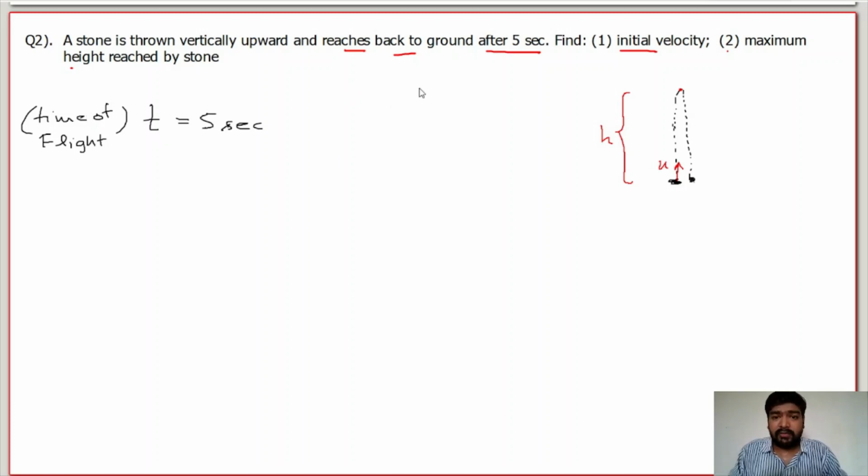So first, we have to find the initial velocity. First, what acceleration is there here? We know this is motion under gravity. Gravity is always towards the earth, that means vertically downward. That means acceleration here is minus 10 meter per second square, right? So we have been given acceleration, and it is minus.